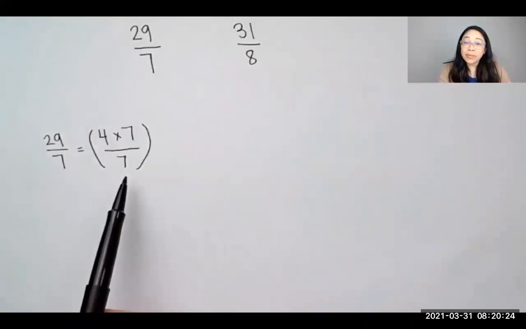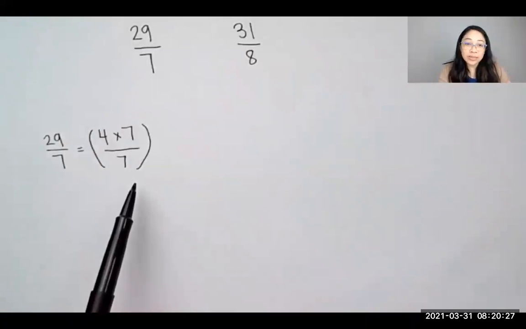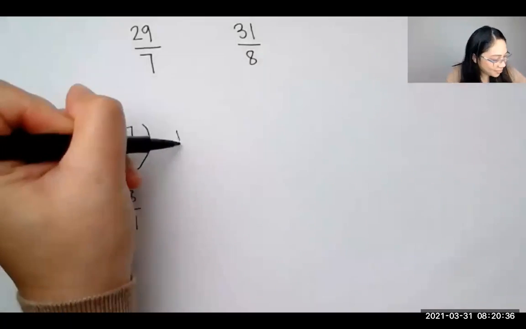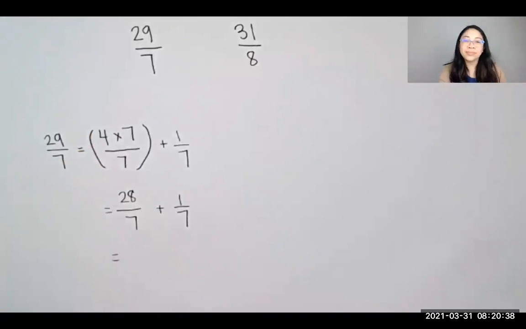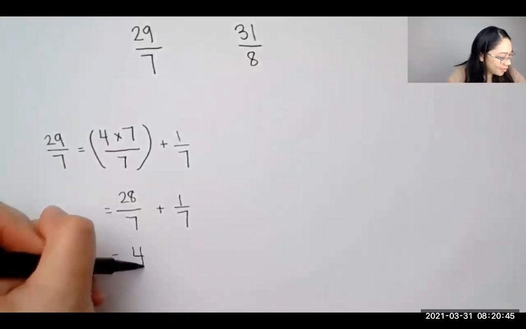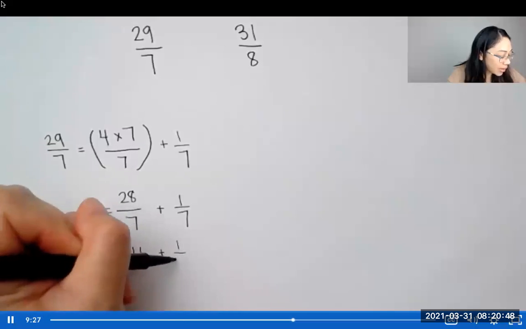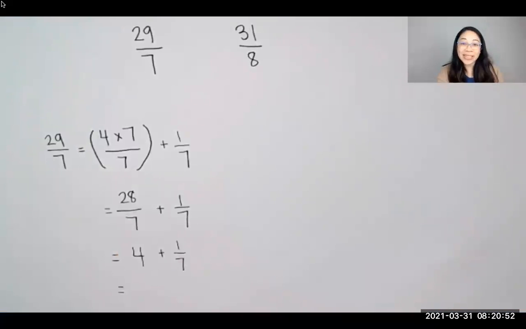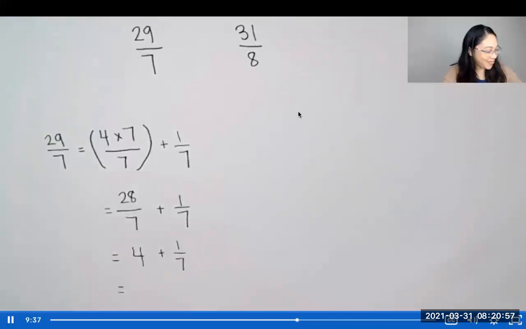If this part equals 28/7, what is the other part? 1/7. Again, we know that 28/7 equals 4. And we know the other part is 1/7. So that means that 29/7 equals 4 1/7.